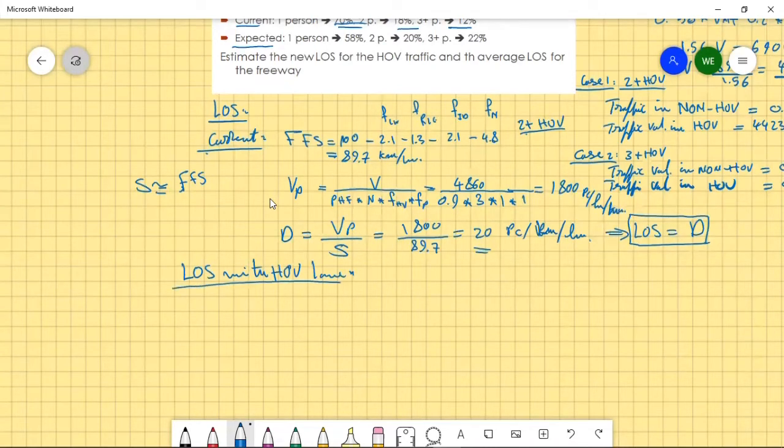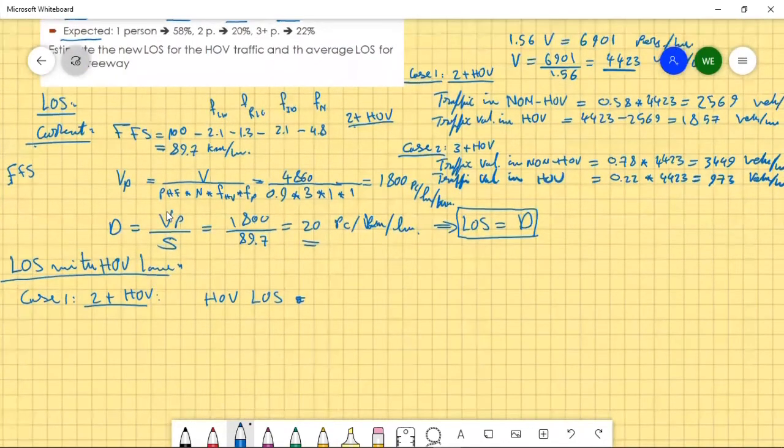So we have option 1, case 1, which is 2 plus HOV lane. So let's check on the HOV lane level of service, HOV LOS. We need to adjust the volume to be a passenger. The free flow speed, we're going to assume, is going to be the same as in the base case.